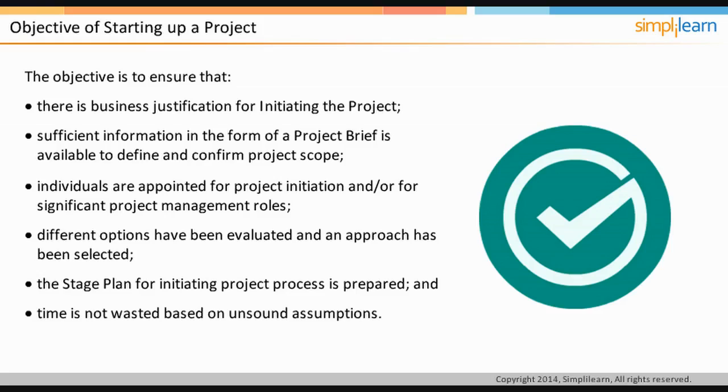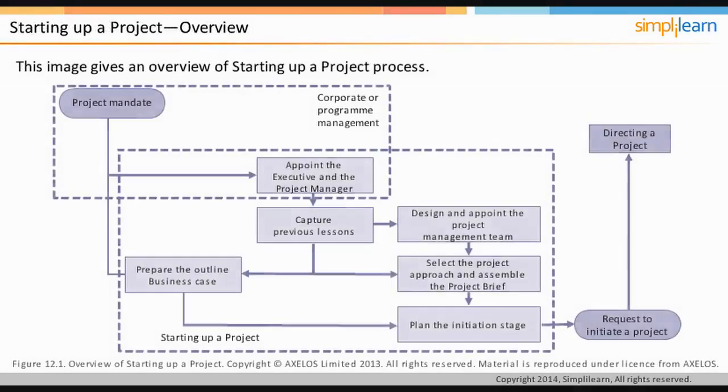In the next screen, let us discuss the overview of starting up a project process. As seen in the image on the screen, project mandate triggers the project and is provided by the responsible authority who commissions the project. It should include information about the project and name of the executive. Starting up project activities are likely to be shared between corporate or program management, the executive, and the project manager.